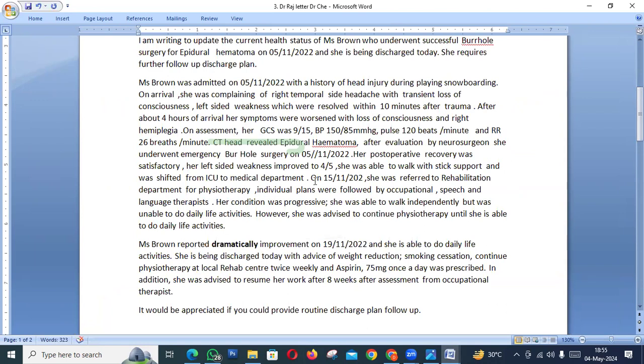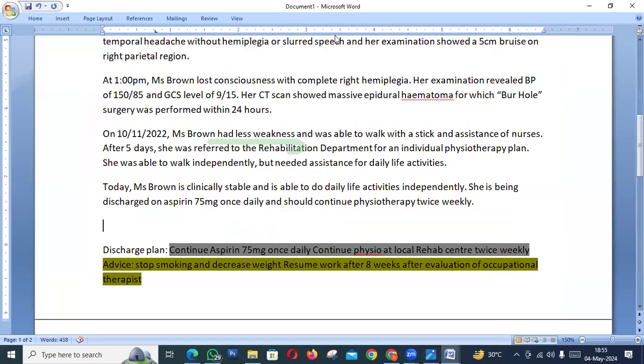Okay, so while progress, she was able to work independently, but was unable to do. Okay, she is being discharged today with advice of this. Oh, no, we need improvement. Okay. Other sentence, how will you write the other sentence? Second sentence. Can anybody just mention it quickly?